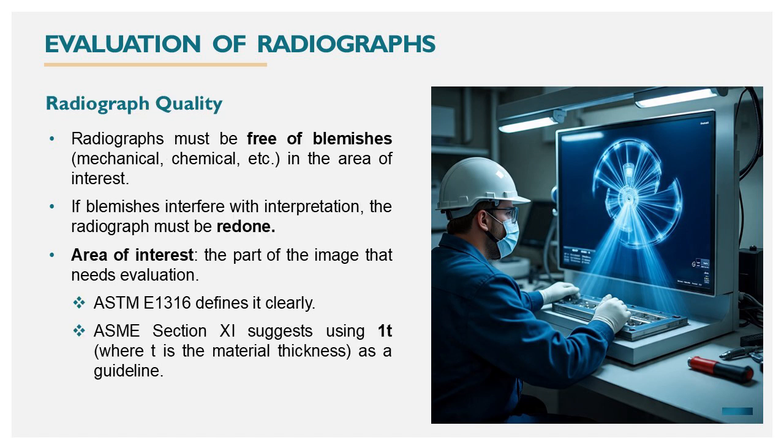Radiograph quality. Radiographs must be free of blemishes, mechanical, chemical, etc. In the area of interest, if blemishes interfere with interpretation, the radiograph must be redone. Area of interest: the part of the image that needs evaluation. ASTM E1316 defines it clearly. ASME Section 11 suggests using 1 ton, where T is the material thickness, as a guideline.